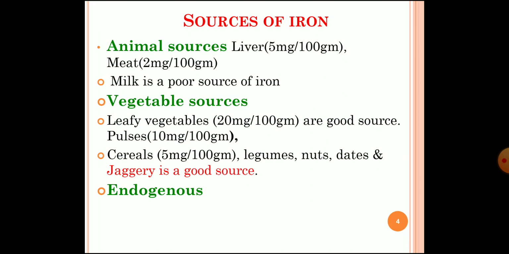Now we'll pass on to the sources of iron. From where do you get the iron? It may be either an animal source or a vegetable source, or it may be from the body itself, that is an endogenous source. So what are the animal sources? Liver contains 5 milligram per 100 grams, and meat contains 2 milligrams per 100 grams.